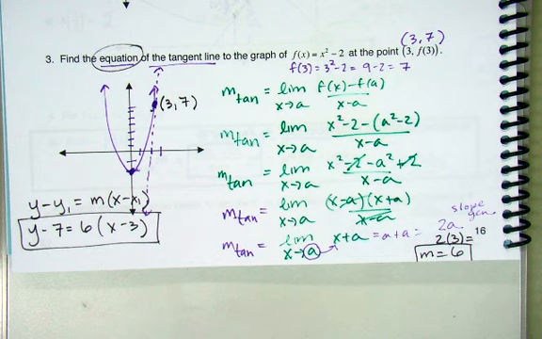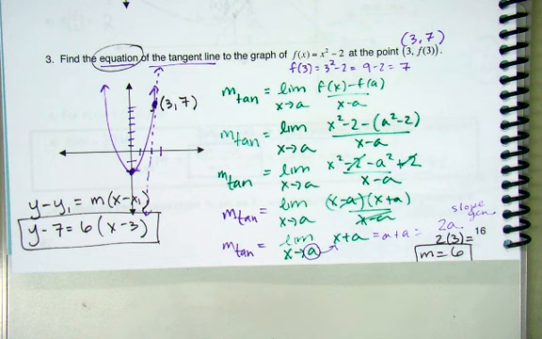Questions? So where did the x minus 3 come from? Yeah. So the equation is y minus y1 equals m times x minus x1. So x1 and y1 are 3 and 7. Cool. So I just put the 3 there, and I put the 7 there. Okay, good questions. Other questions?